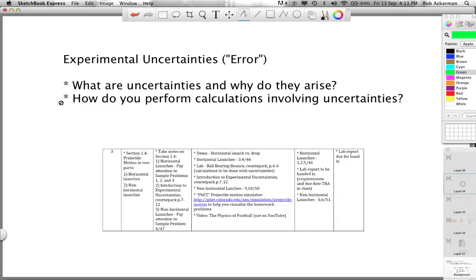All right, that's about it. Getting back to where we started, have we accomplished what we set out to do? Yes. We talked about what uncertainties are and why they arise and how you can't really avoid them, no matter how hard you try. And we also talked about how to do calculations like add, subtract, multiply, divide with uncertainties. And now you can go practice some more of that in course pack pages 7 to 12.